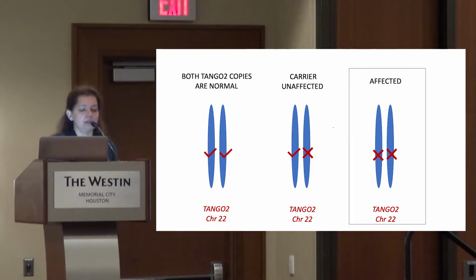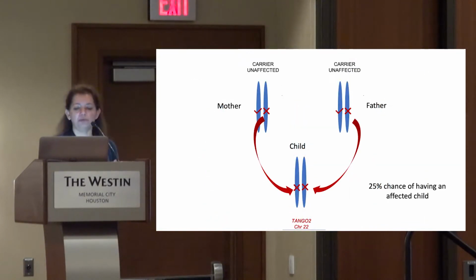Another way to demonstrate this: these are both TANGO2 copies working well, no problem. And here is a carrier, and this carrier is a parent like you. You never knew that you had one copy that was not working well for TANGO2. There was no way for you to know, right? We all carry changes in our genome, and I could be a carrier of something, but maybe my partner is not a carrier, so I never had a child who had a problem. Genetics is complex. A carrier can have a healthy life, no problem.